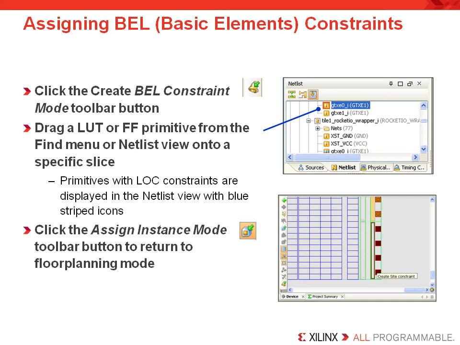Click the Create BEL Constraint Mode toolbar button. Drag a LUT or flip-flop primitive from the Find menu or netlist view onto a specific slice. Primitives with LOC constraints are displayed in the netlist view with blue striped icons. Click the Assign Instance Mode toolbar button to return to the floorplanning mode.